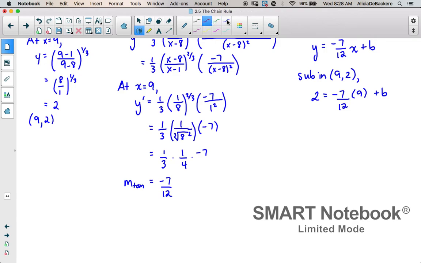And then we'll do a bit of reducing here. I've got 9 over 12. That's the same as 3 over 4. You don't have to do it there. You can reduce the fraction later. And so what I get then is negative 21 over 4. I'm going to bring that over and add it on the other side.